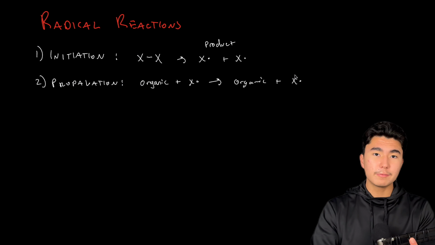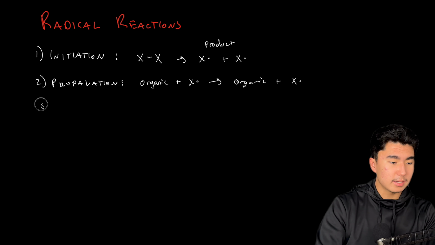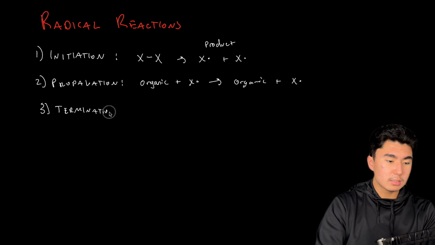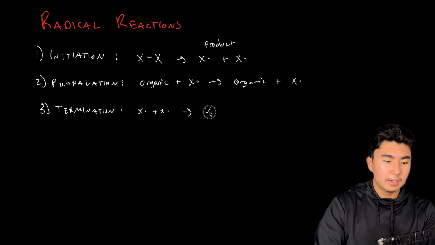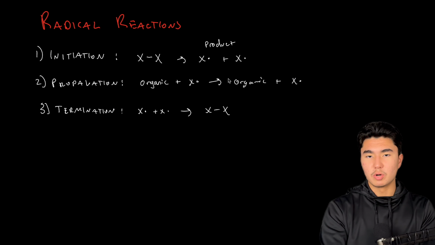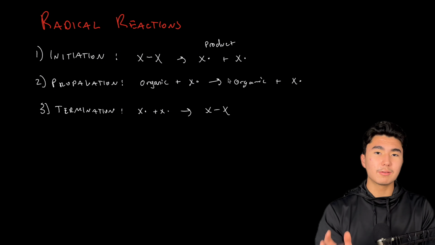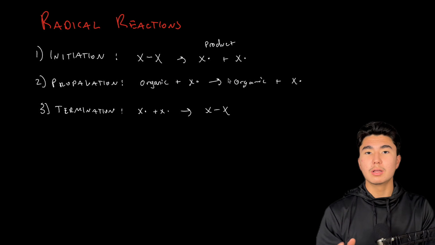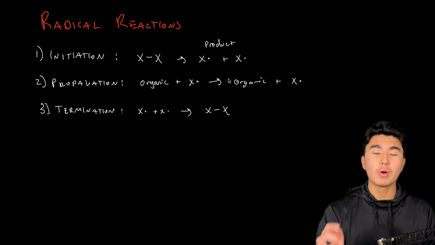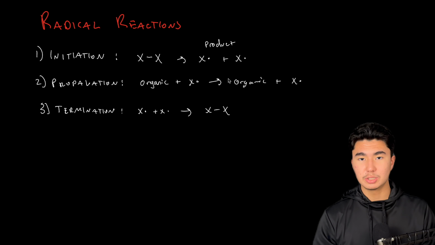So the third phase and the last one is known as termination. This is the termination phase, and this is when you're going to see those radicals on the reactant side, and they're going to combine to form just this molecule over here. This is just a specific example to illustrate the fact that your radicals are going to be on your reactant side when we're talking about the termination step.